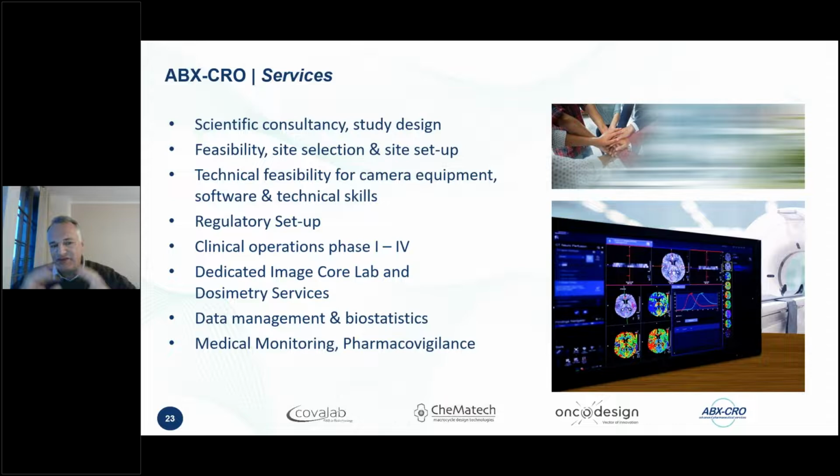As a key part of what we do, our dedicated image core lab performs really the camera qualification, and of course the biodistribution study I'm going to elaborate further, and dosimetry, which is part of any development of new radiopharmaceuticals, data management, biostatistics, and the usual stuff, medical monitoring, pharmacovigilance we also offer.